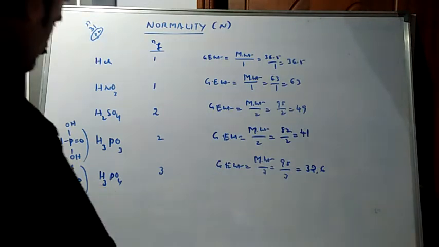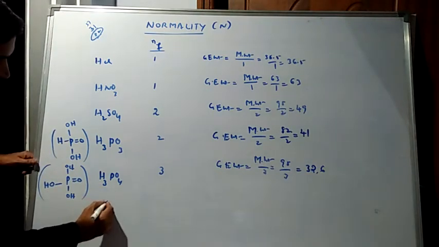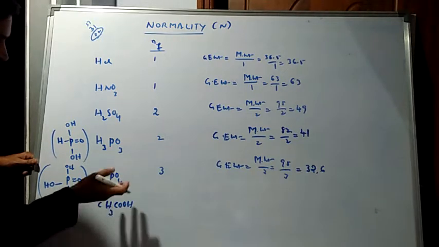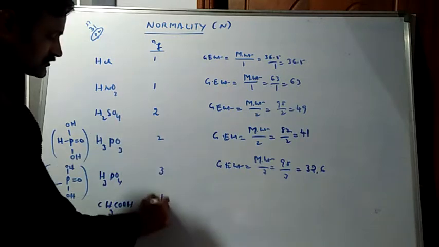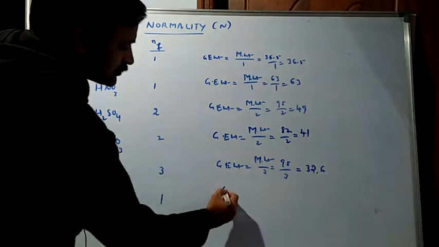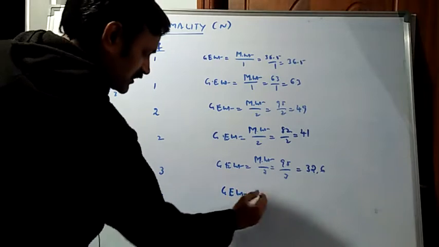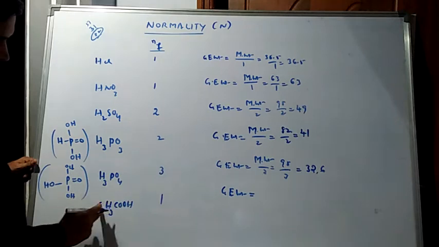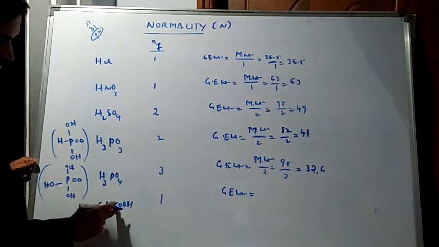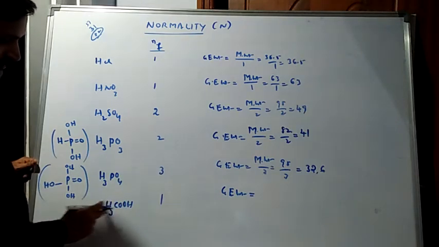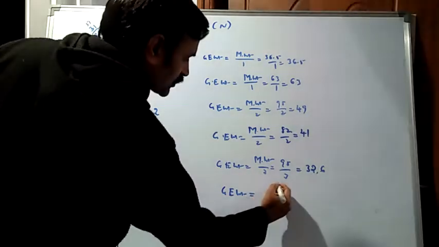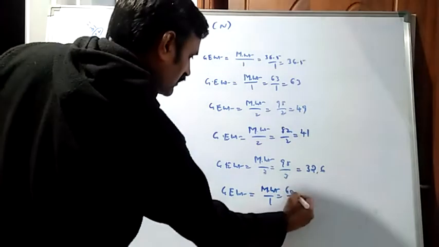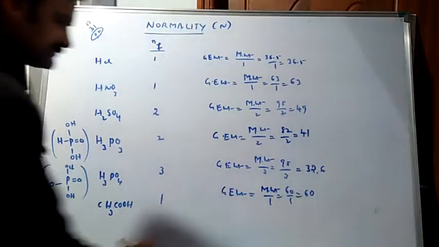When it comes to an organic carboxylic acid, acetic acid CH3COOH, it has only one displaceable hydrogen, so 1 will come here. The gram equivalent weight of this one is: 2 oxygens is 32, plus 4 hydrogens is 36, plus 2 carbons is 24. So 60 is the molecular weight of this one. Molecular weight by 1 is 60 by 1, which is 60 only for this one.